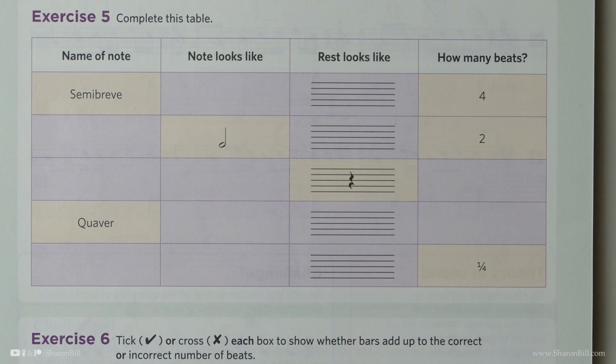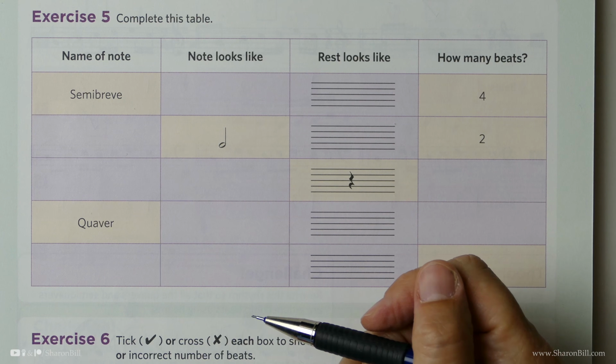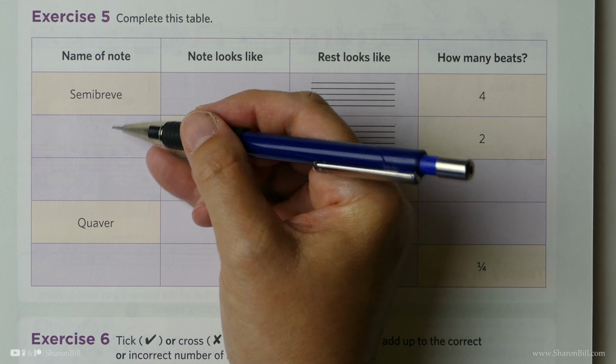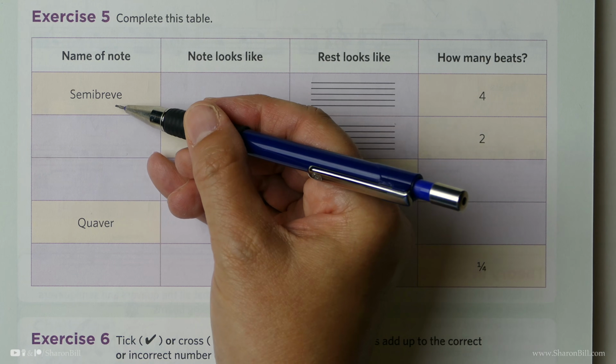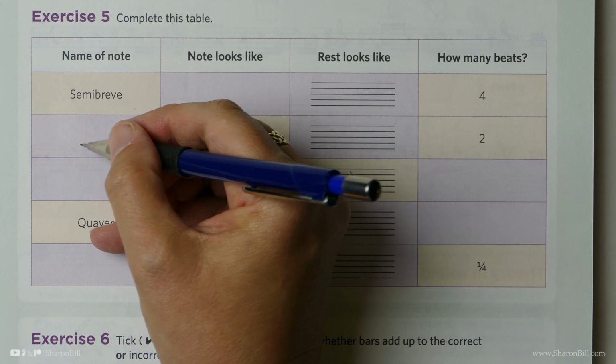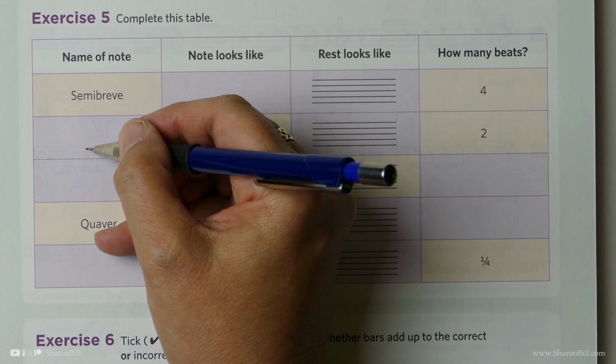And so now let's complete this chart together just to check over your answers. So we're going to go down in order from longest to shortest. So we've got the semibreve, whether it's the note or the rest. Then we're going to come down to the minim.